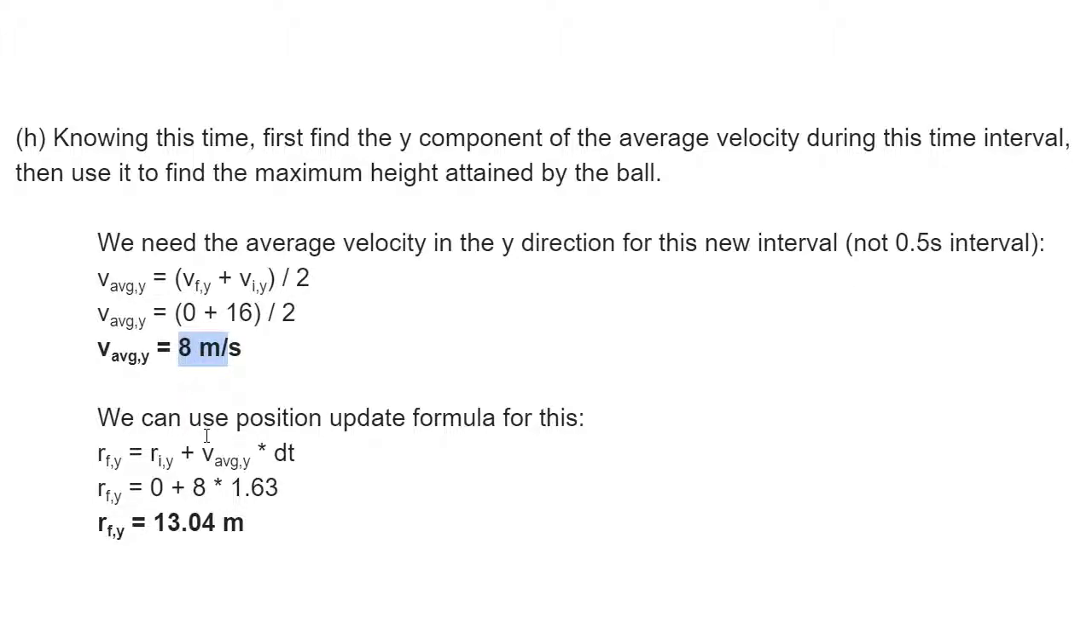Now we can use the position update formula. We've got our initial y position, our average y velocity, and our time interval, and we plug that in, and we get the maximum height attained by the ball of 13.04 meters.